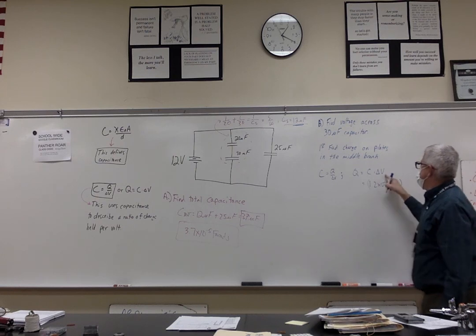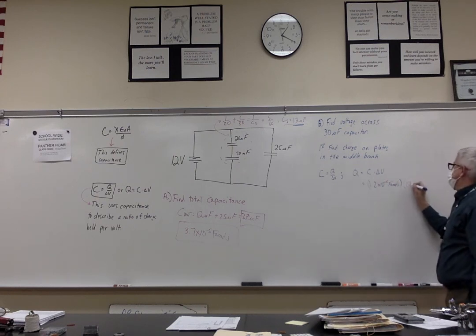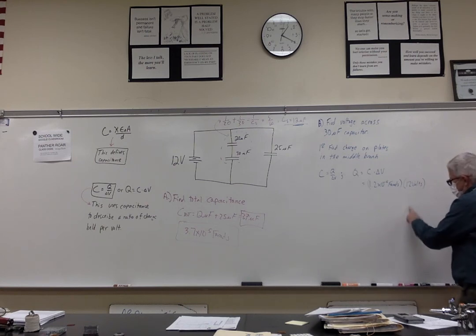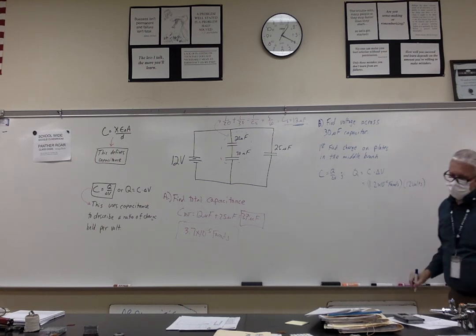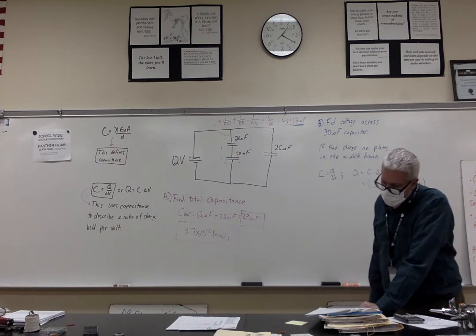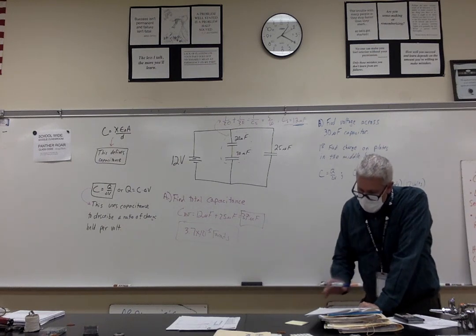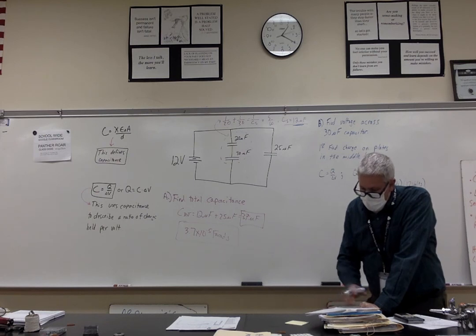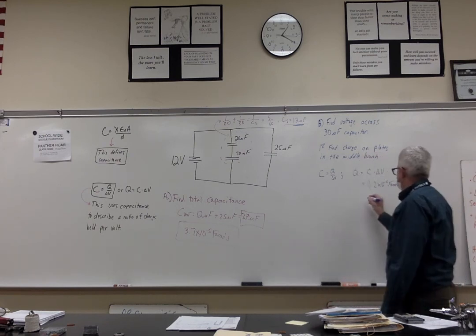Across that branch, the voltage is 12 volts. 12 times 12 is 144, so 12 times 1.2 is 14.4. So this actually ends up being a total of 1.44 times 10 to the negative 4th coulombs.